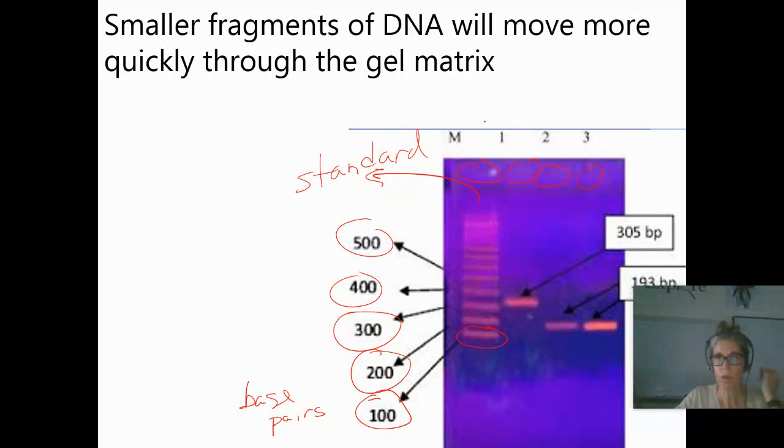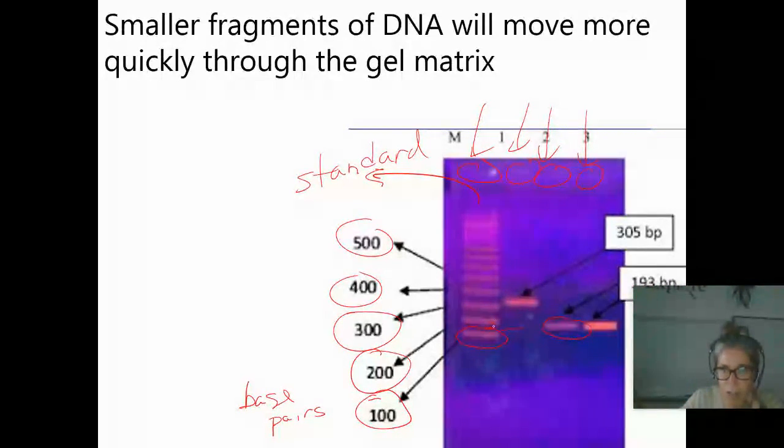That way, if you're running your standard plus your samples and you don't know how big the fragments are for your samples, you can tell how big the fragments are for your samples. So like this one, for example, is I think between 100 and 200 base pairs, whereas this one is between 300 and 400 base pairs.